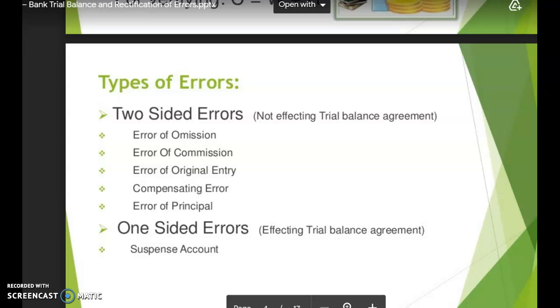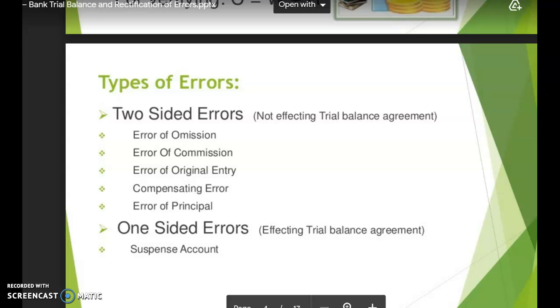For example, there is one entry, Ram account debit to sales. When both the accounts have not been recorded in the books of account, it is a fully omitted error. When only Ram account is debited in the books of account but sales account is not credited, or vice versa, sales account is credited but Ram account is not debited, it is called a partly omitted error.